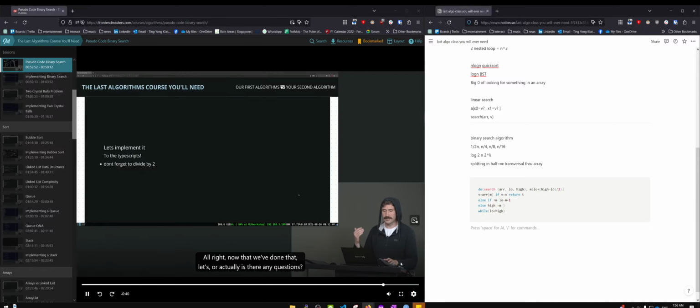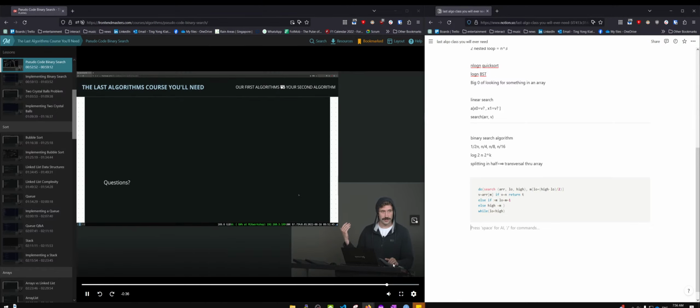All right, so now that we've done that, actually, are there any questions? This is all under the assumption that the array is sorted, correct? It's all under the assumption that the array is sorted. You can never do this on a non-sorted array.